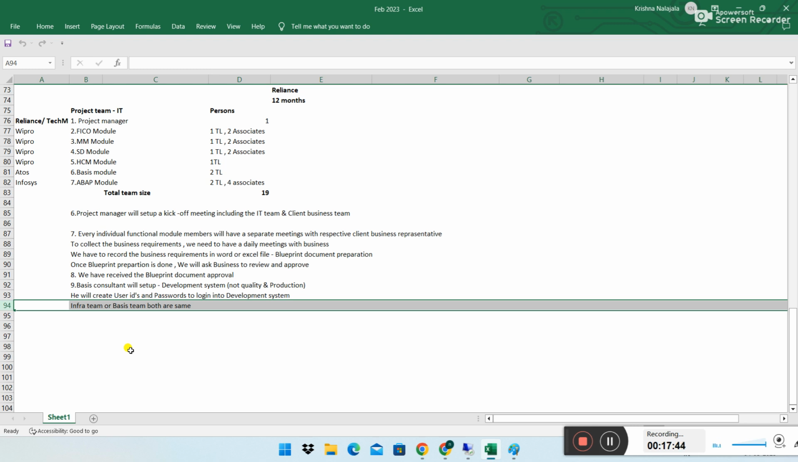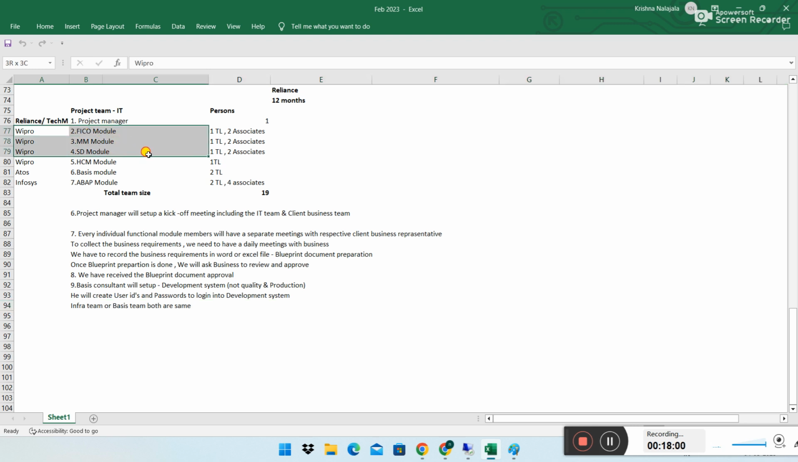He is a programming language. Correct? He's a programmer. So SAP runs on a program, right? ABAP program. SAP knows what language? ABAP language only it knows, right?